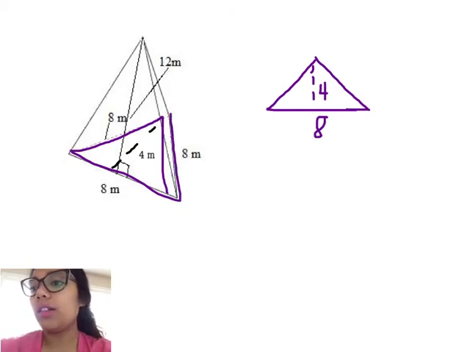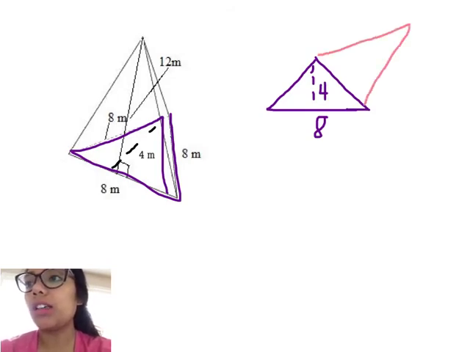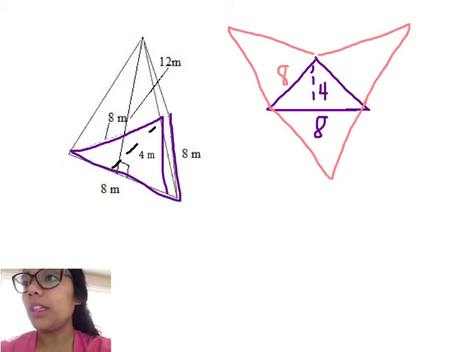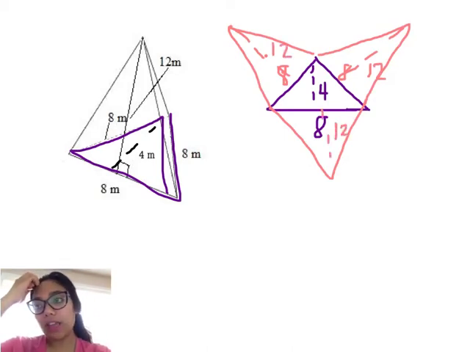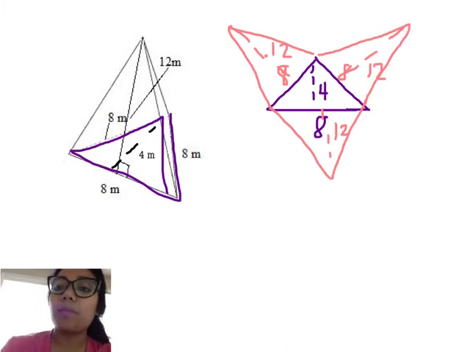And the other triangles, I need to look very closely and see if they have the same dimensions as this triangle. And what I'll notice is that it doesn't. This is 8. This is 8. But the height is not 4. The height is 12. So that means I'm going to have to find the area of 2 different triangles and then add them together. We'll multiply one times 3 and then add the rest together.